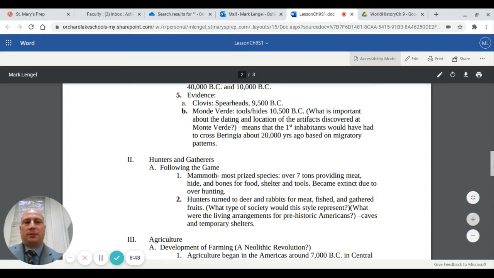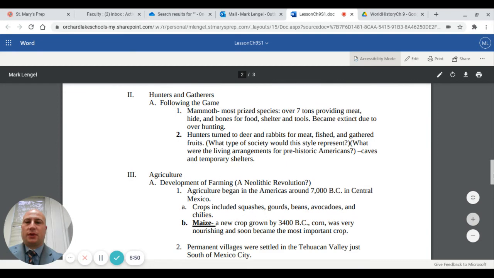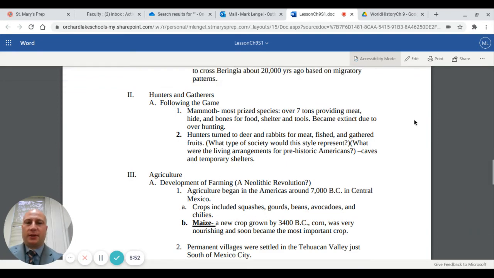Roman numeral 2 talks about the fact that these hunter-gatherers were preeminent. They were the people who were doing this. They were hunters and gatherers, and they were generally following the wild game, such as the mammoth. The mammoth was the most prized species. It did provide over 7 tons of meat, hide, and bones for food, shelter, and tools. As I said earlier in the lesson, they did become extinct due to overhunting.